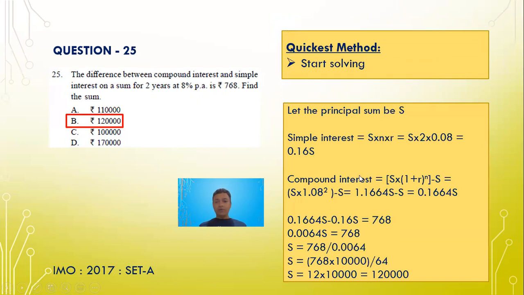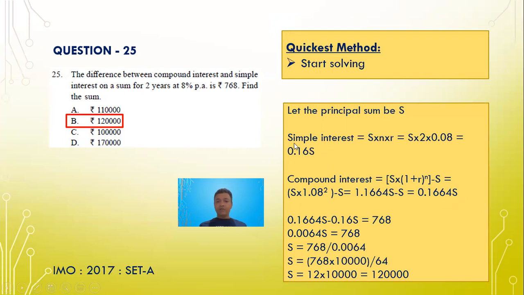What is compound interest? Compound interest is S into (1 plus rate of interest) whole raised to n, number of years, minus S, the original amount. So this is total amount minus the original amount. So S into, the rate of interest is 8%, so 1.08 whole square minus S. What is 1.08 square? 1.08 square is 1.1664 S. 1.1664 S minus S will be 0.1664 S, isn't it? So compound interest is 0.1664 S.